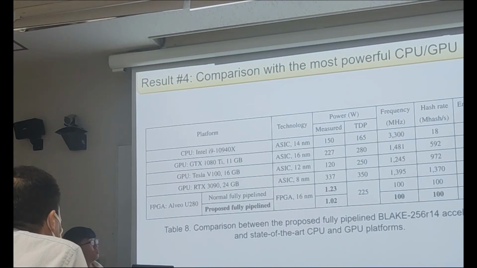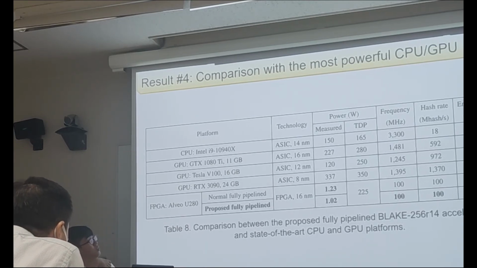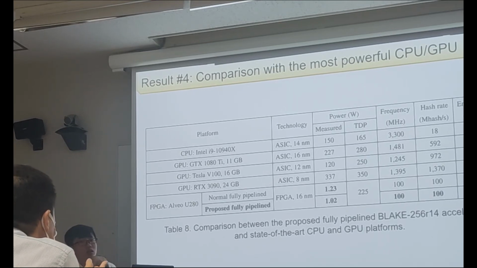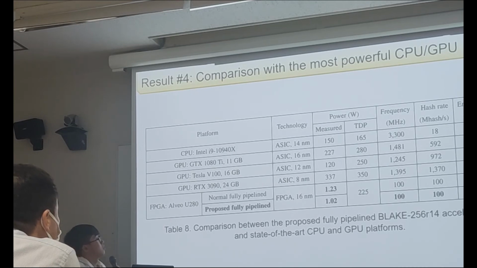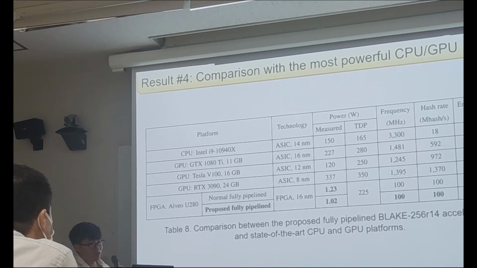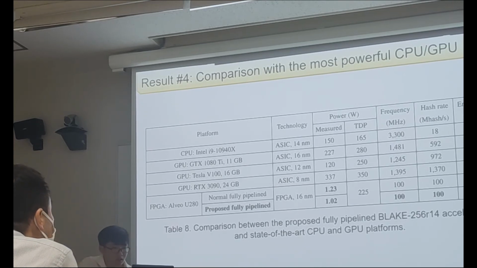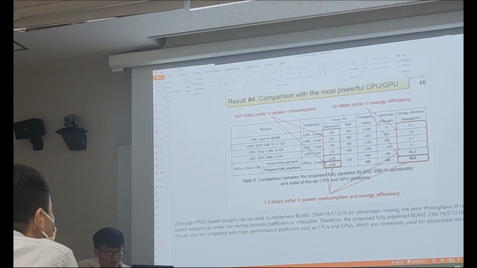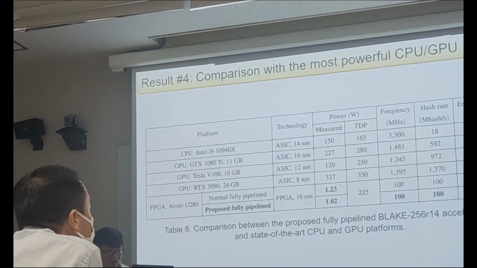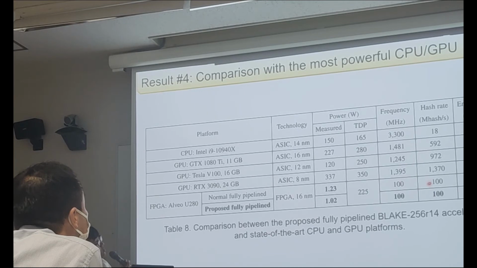Here you finally show the comparison results with the CPU and GPU. So my feeling is that the performance of a normal fully pipelined FPGA is almost the same. But right now it's not the same. As you can see here, the hash rate is not the same. It's smaller, but in this case I just use a very small circuit.